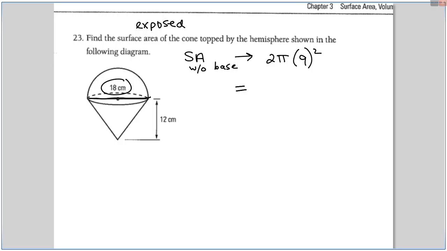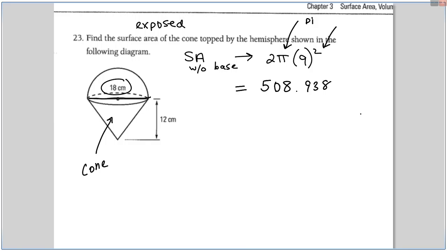Okay, so 2 pi 9 squared. If you don't know where the pi button is on your calculator or the square button, let me know. I can help you. Just put your hand up and ask, can you help me with my calculator? Always use the pi button, and make sure you know where the square button is. Did you get 508.938, Noelle? Okay, now I'm going to do the cone.